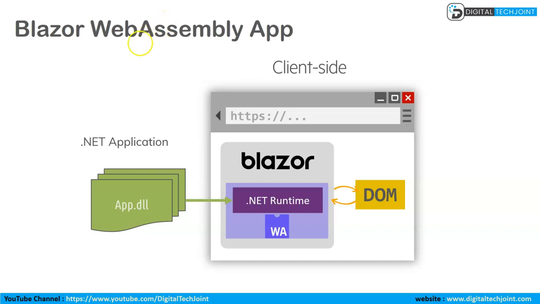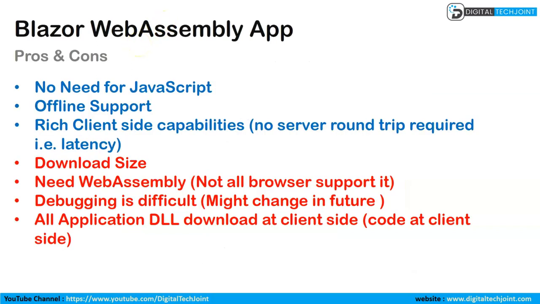Now let us look at the pros and cons for WebAssembly. You still don't need JavaScript knowledge to create a client WebAssembly application. There is offline support provided. Once your logic and code get downloaded on the client side, you can give the client the capability to work on certain functionality where you can provide offline support. That's one of the fantastic features of Blazor WebAssembly.